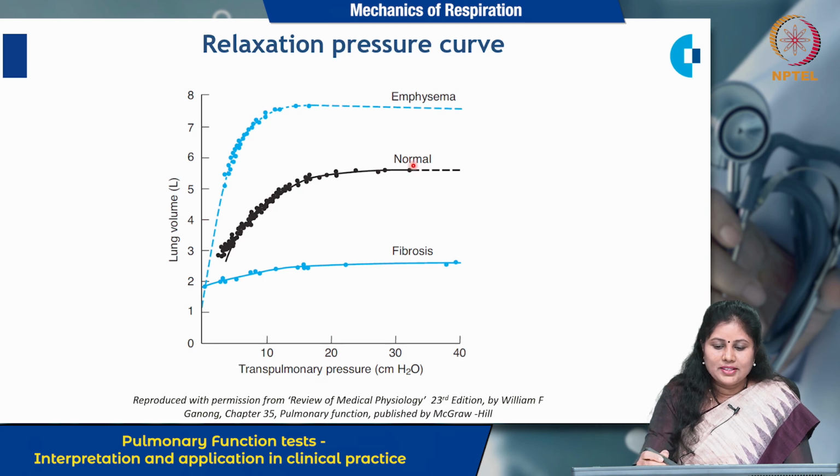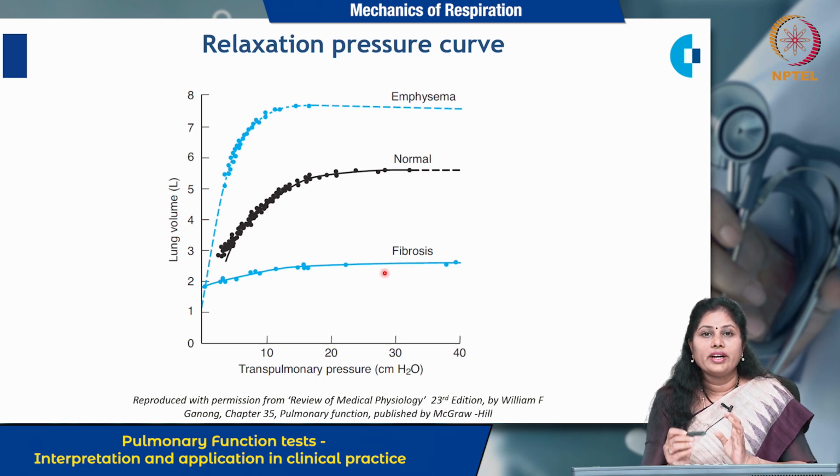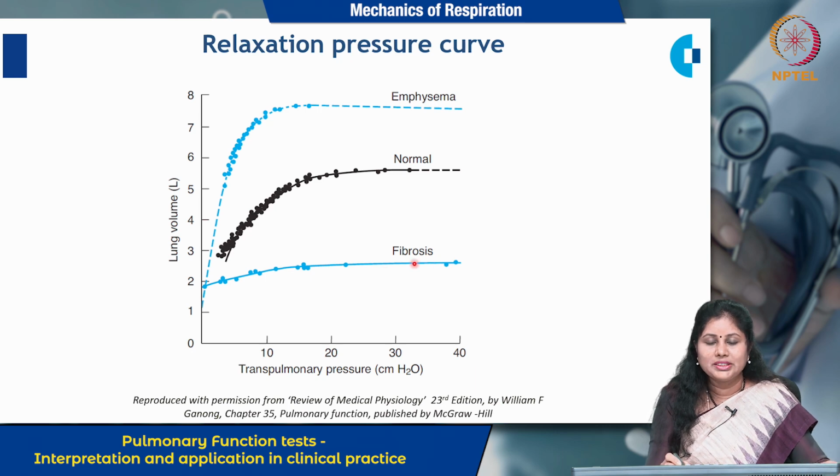But if you look at the lower curve, that is the compliance curve for fibrosis, even though the transpulmonary pressure increases, the volume is not increasing. That means the lungs are resistant, they are not getting stretched because of the presence of this restriction, as in the name of fibrosis.